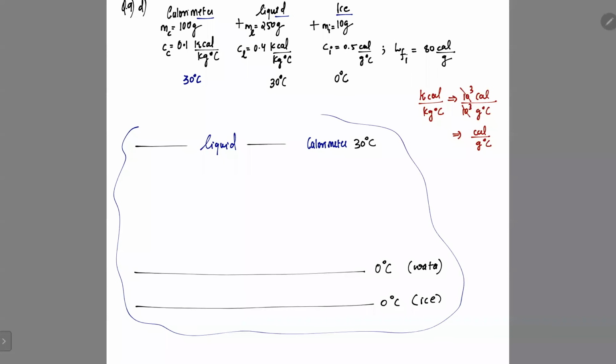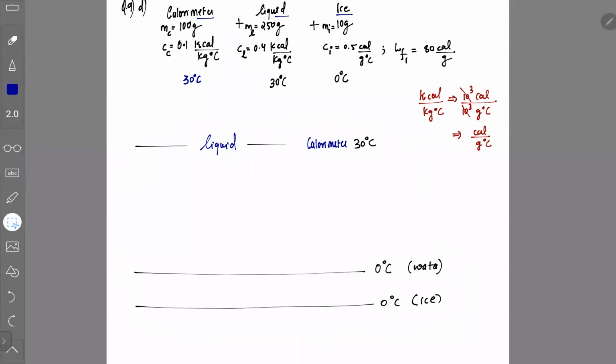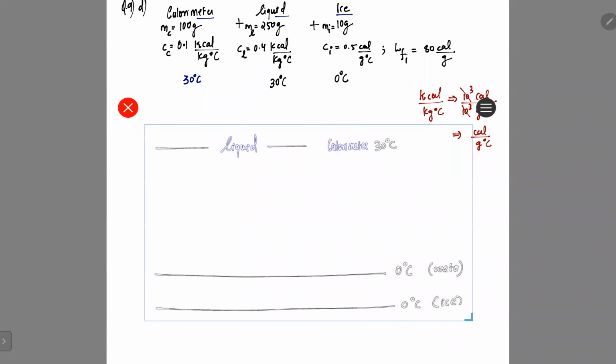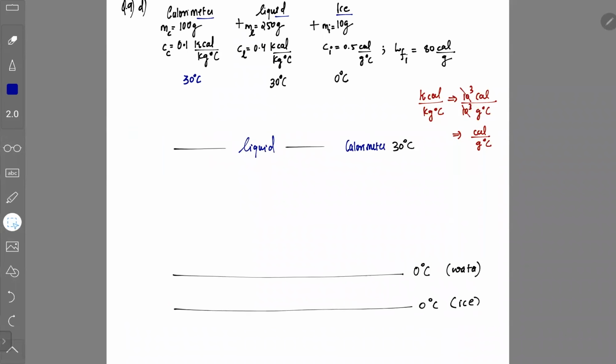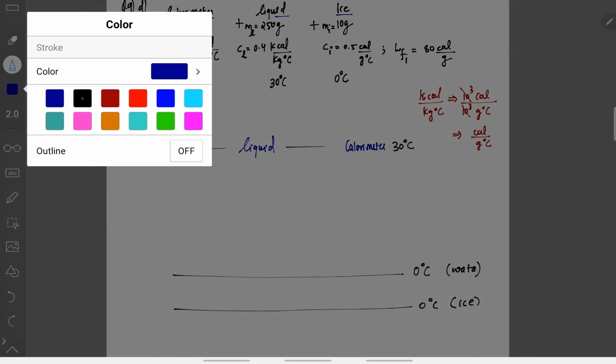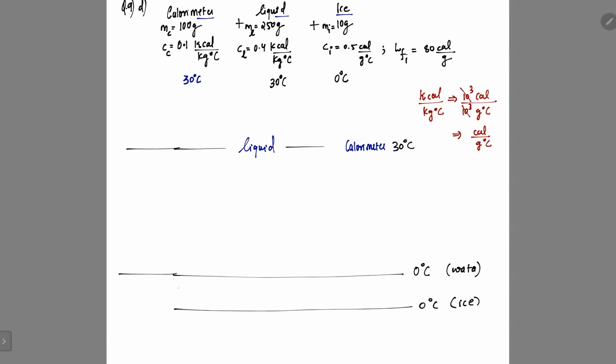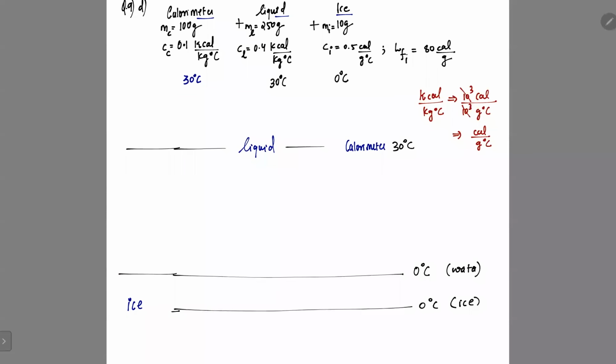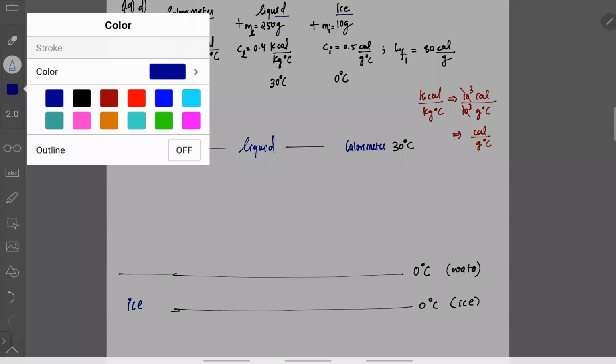Do you agree with me? Yes, sir. Okay, beautiful. Now, pay attention. I will need a little more space here. Now, 0 degree Celsius पे we have ice. तो यहाँ पर what do we have? I think you're smart enough to understand that we have ice here. Agree? Yes, sir.